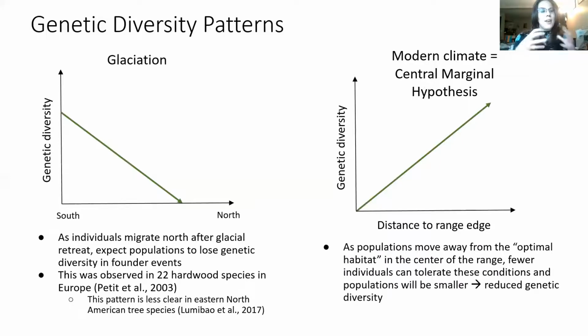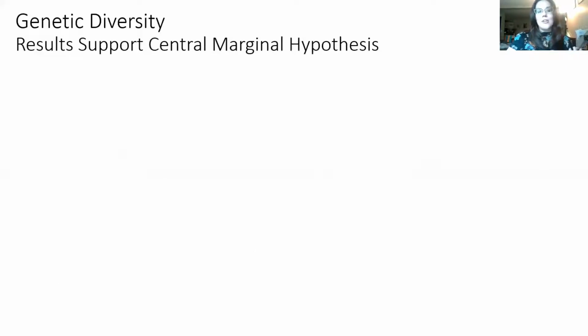Whereas in cases where you get farther away from the center of a species range, we expect it to be less and less suitable habitat, which leads to fewer and fewer individuals being able to tolerate those conditions, which then leads to reduced genetic diversity. So looking at our new results with the newly included individuals, we actually see that the central marginal hypothesis seems to be better representative of what's going on with butternut.